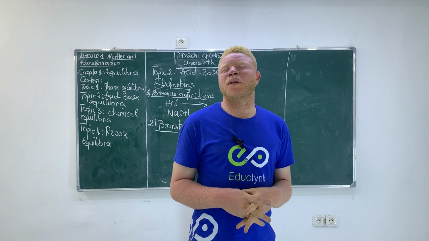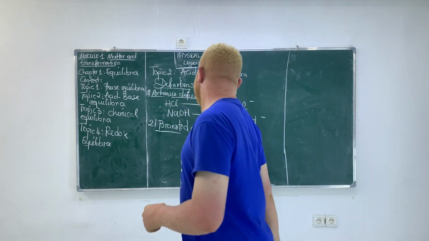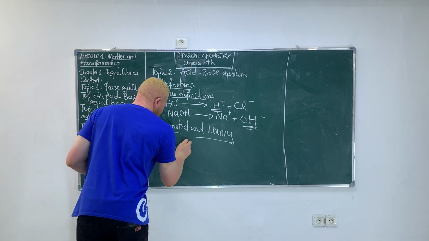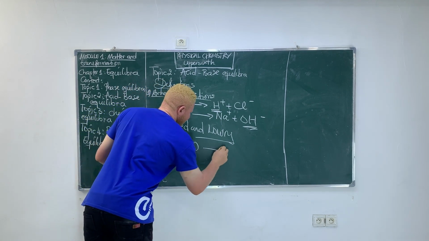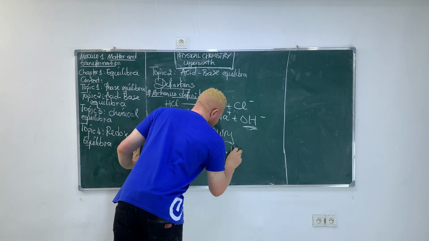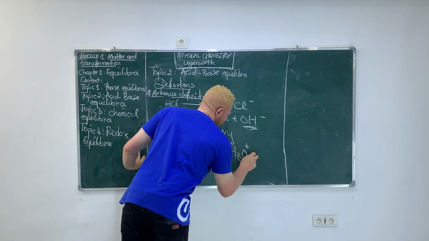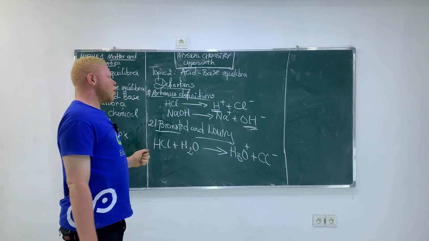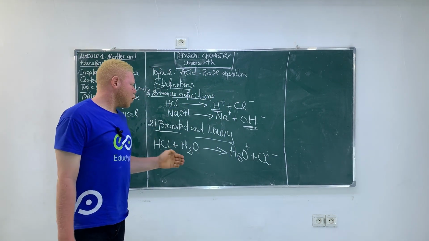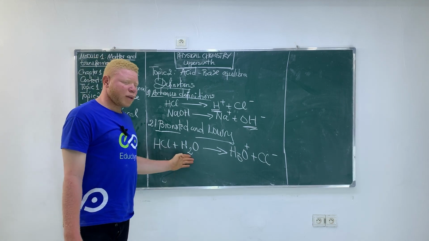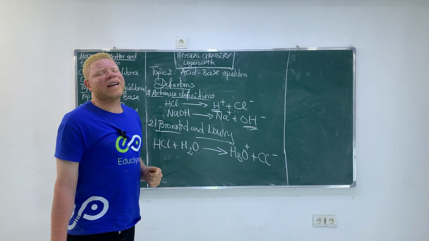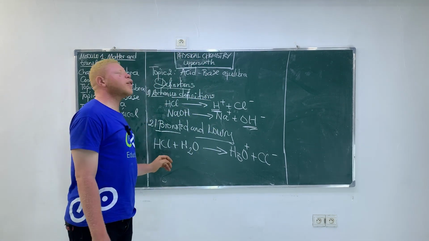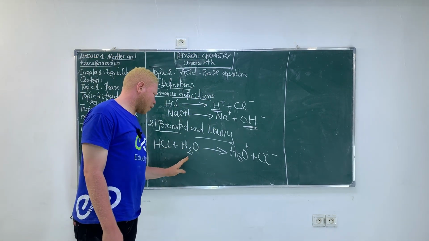So consider the acid-base reaction below. Acid plus water giving H3O plus and Cl minus. In this case, we have an acid-base reaction. This is an acid and this is a base. Why? Because an acid is a proton donor. The acid HCl donates its proton to the base, which is water.